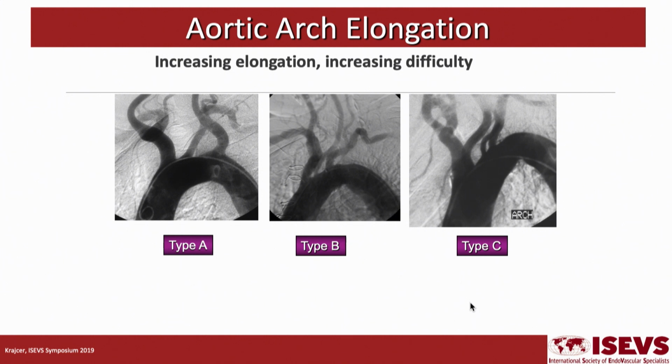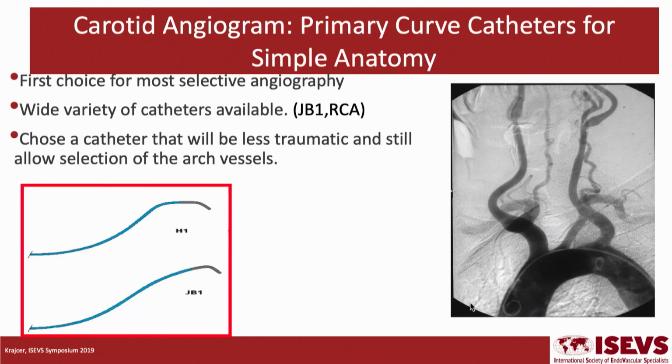So here we have images of a type A arch, which is a normal anatomy commonly seen in normal individuals, but occasionally we see a very elongated arch, such as type B, or even worse, type C arch, that would add complexity as far as imaging is concerned, and also intervention of any kind.